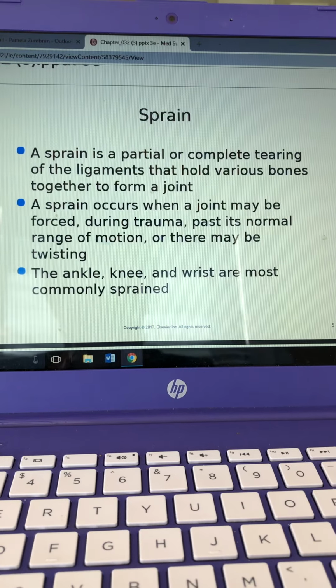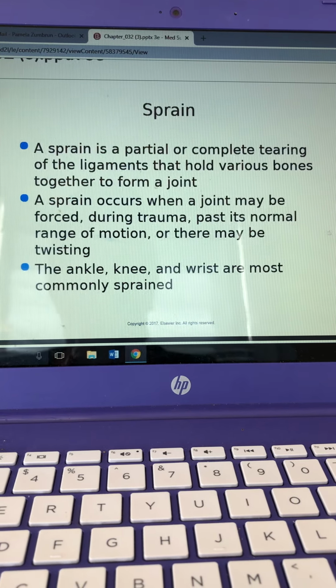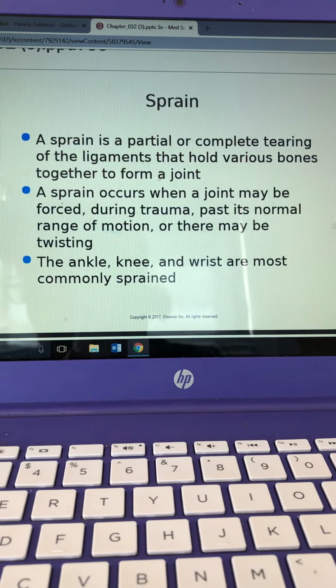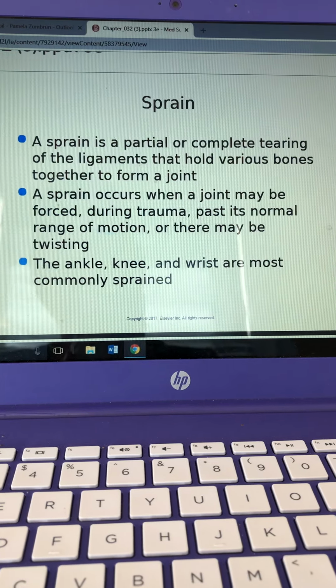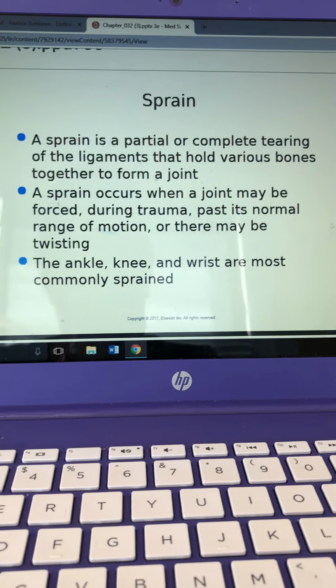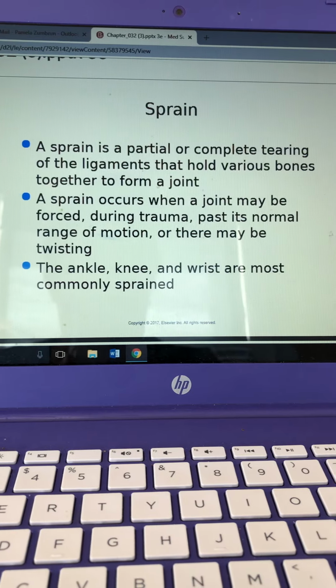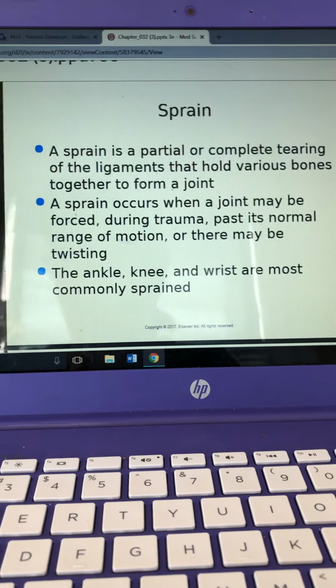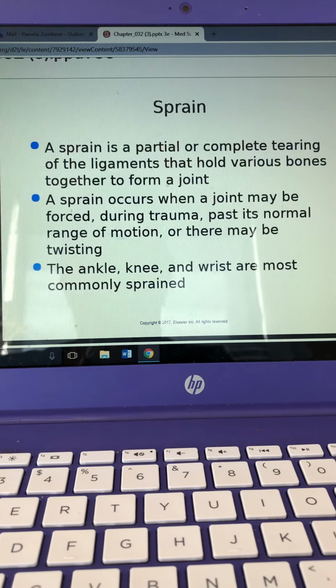But anyway, we're going to go through definitions of these disorders, and we're going to stop this part when we start talking about fractures. That's going to be in part 3. Okay, so let's start off by looking at sprains.